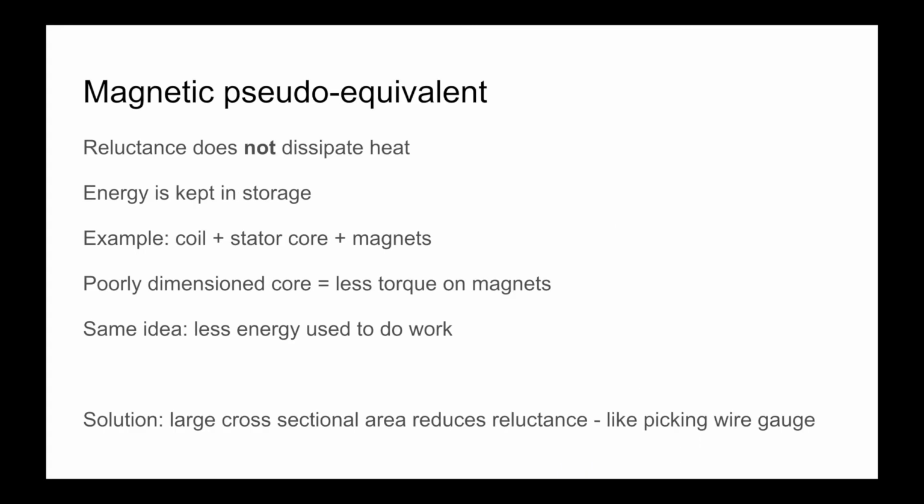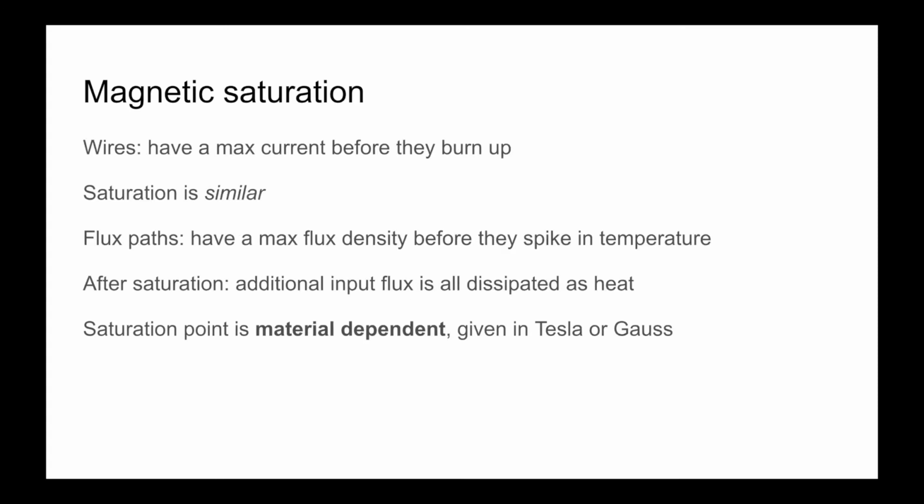In magnetic circuits, we mentioned how the concept of reluctance is very similar to resistance. The major difference here is that reluctance stores energy, but does not dissipate it away as heat. The rest of the effects, however, are the same. If our stator core reluctance is not properly designed, we will have more energy stored and thus less used to do useful work, like creating torque on the magnets. For this reason, we always want to minimize the reluctance of both our stator core and our rotor back iron. There is another consideration, however.